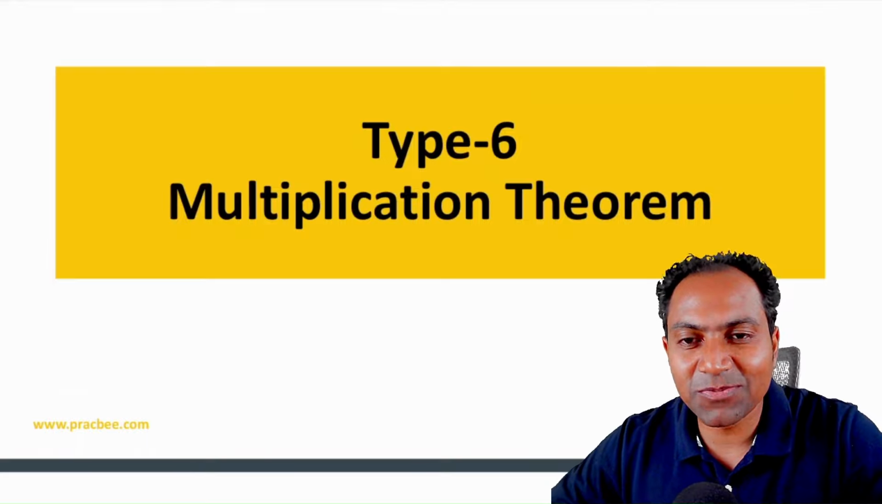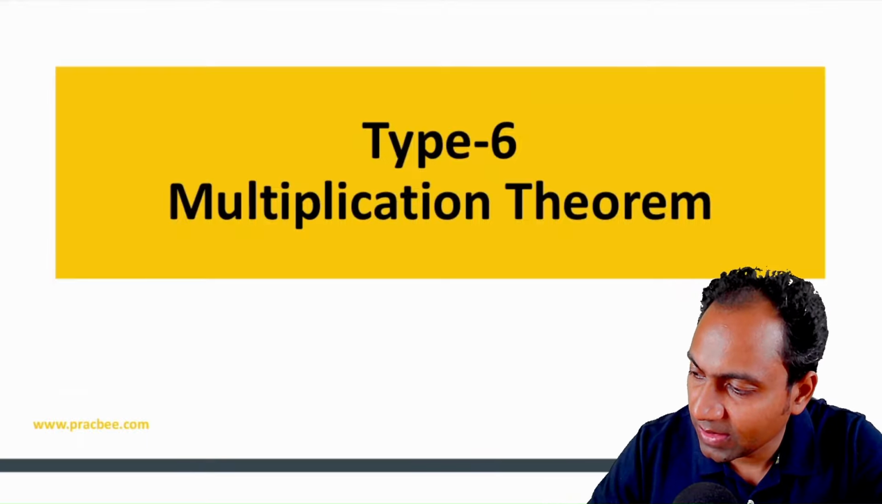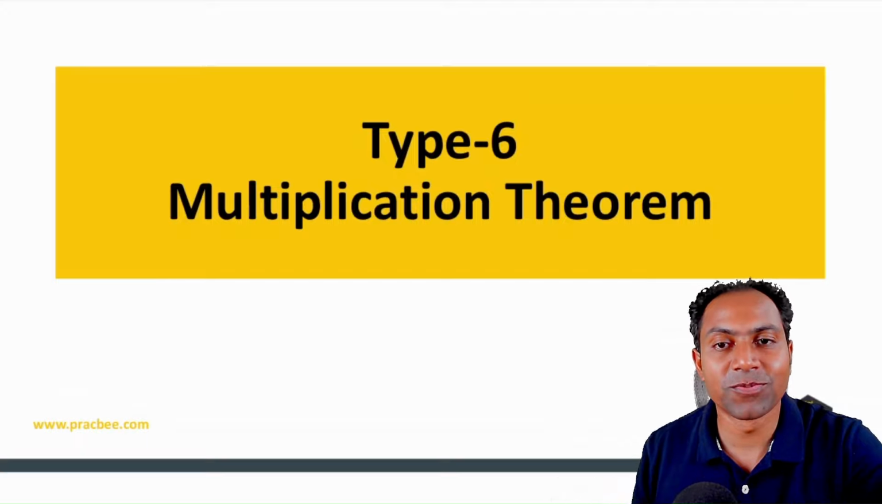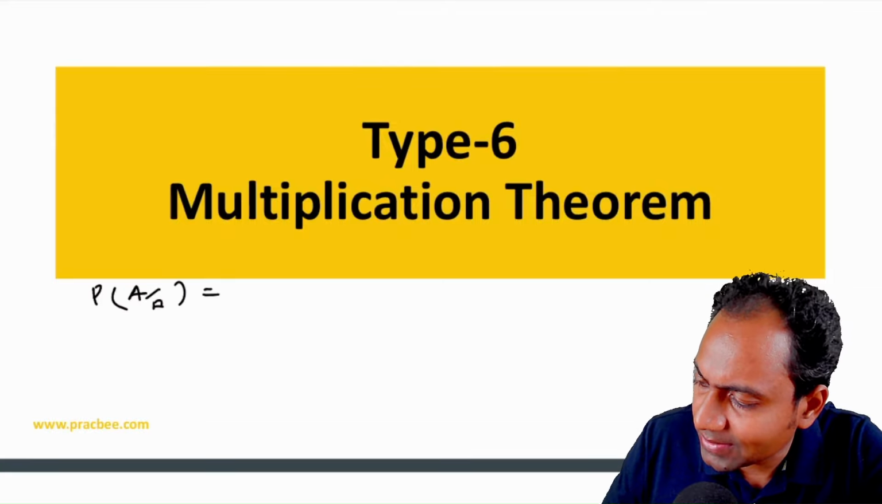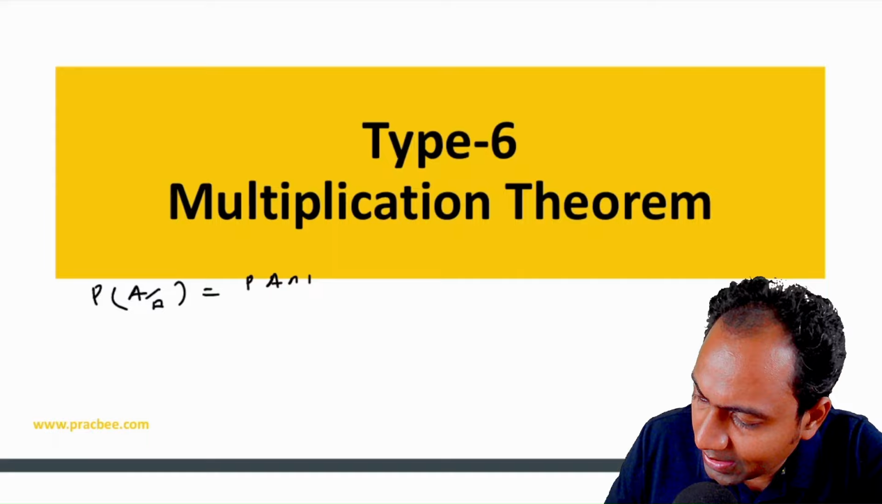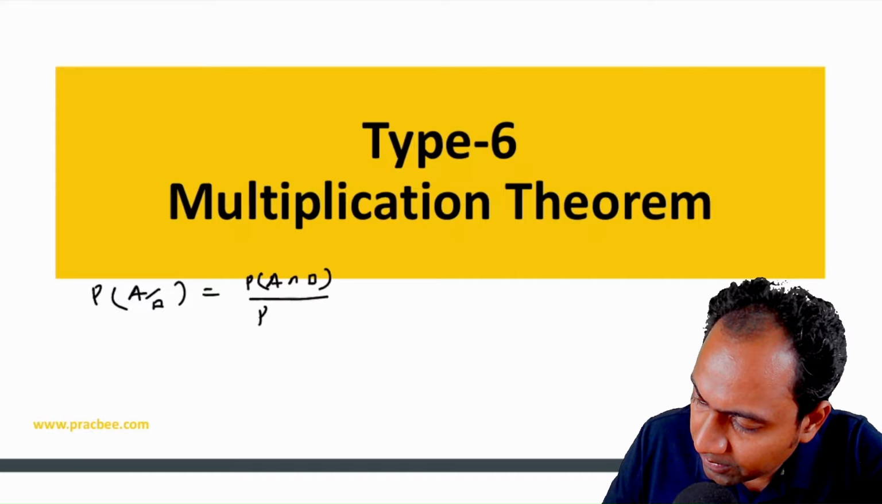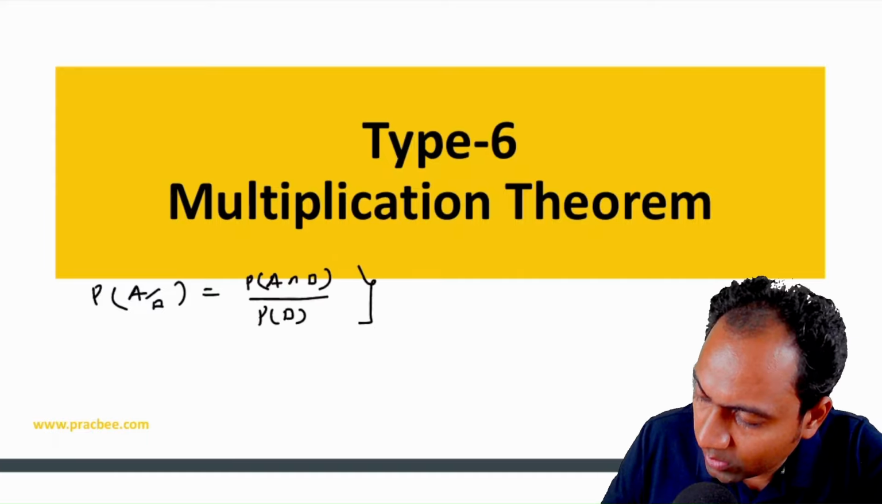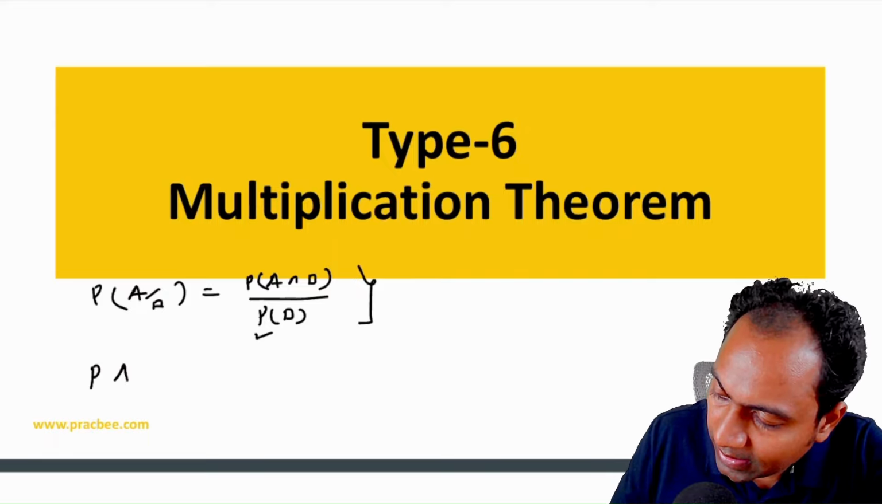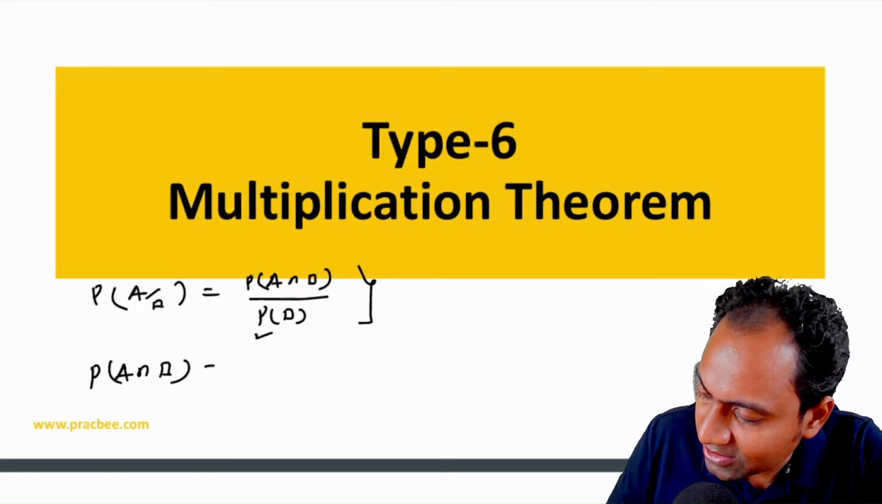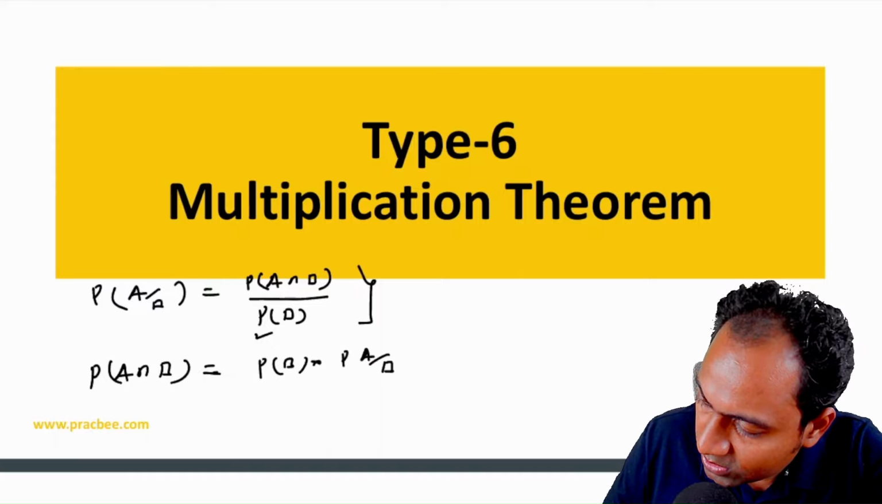Now if I look into this next problem type, it is based on the multiplication theorem. So this third idea on axiomatic probability is very close to what we learnt in conditional probability. If I am writing it like this, P of A by B is nothing but P of A intersection B by P of B. This is known as conditional probability. But if I take this denominator to the left hand side and write it down, P of A intersection B is nothing but P of B into P of A by B, this is known as the multiplication theorem.